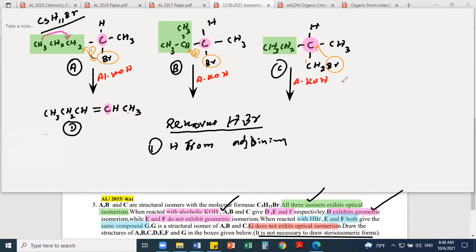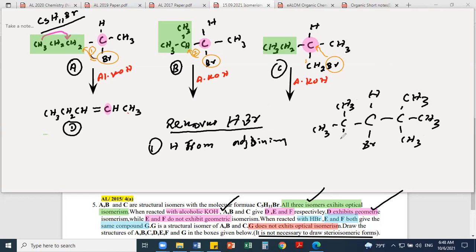Sometimes students, so be careful with this kind of formula. I'll give one example like this. Here I have bromine. This side I have carbon, and this carbon has CH3, CH3, CH3. This side I have hydrogen. On this carbon, this side also has CH3, CH3, CH3.